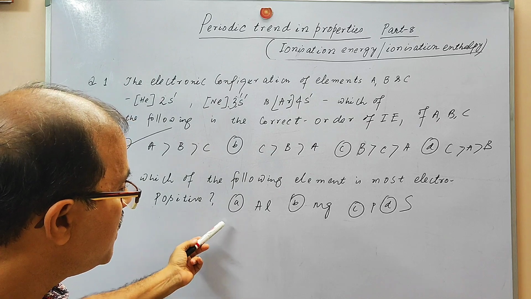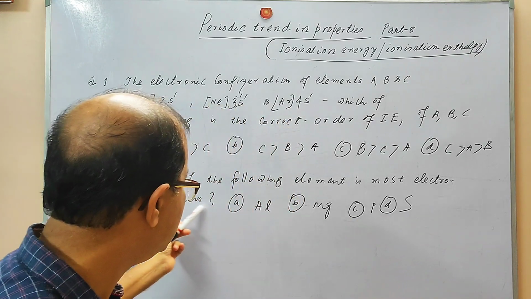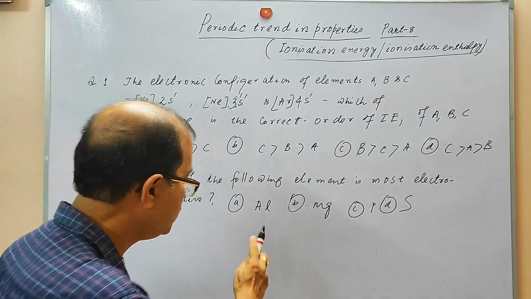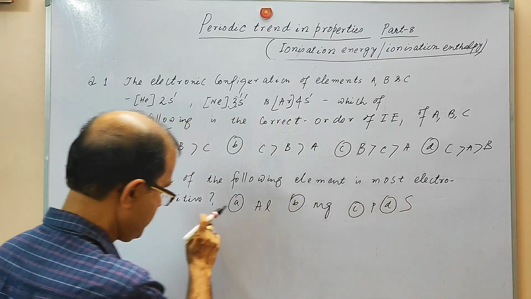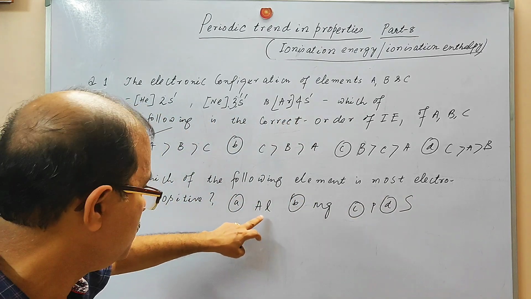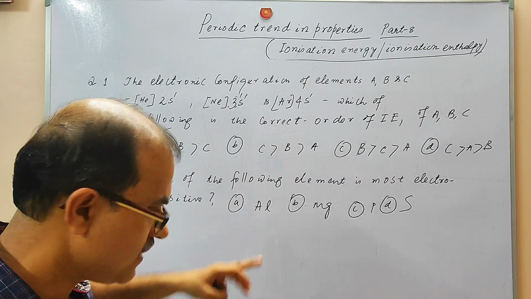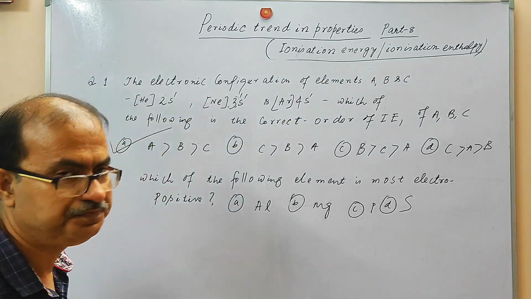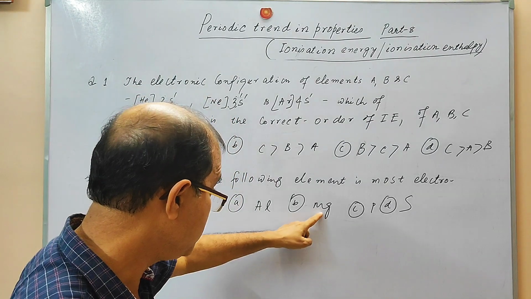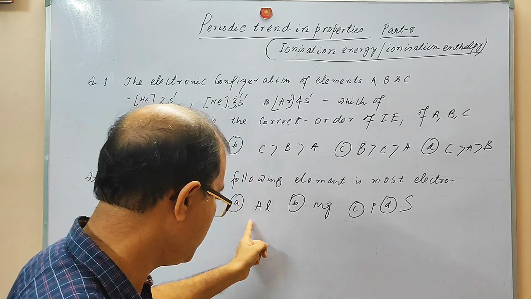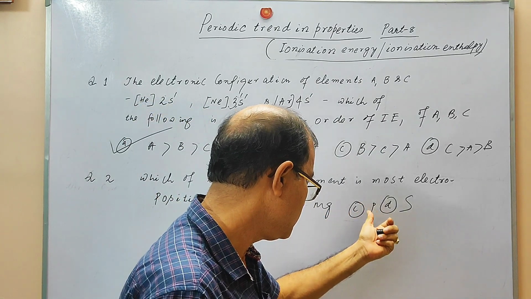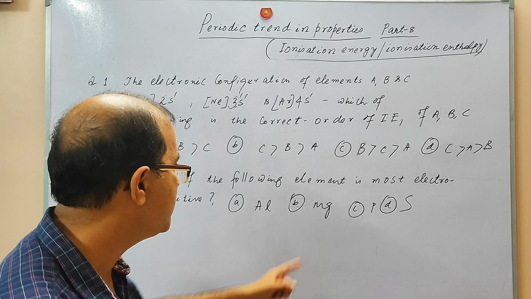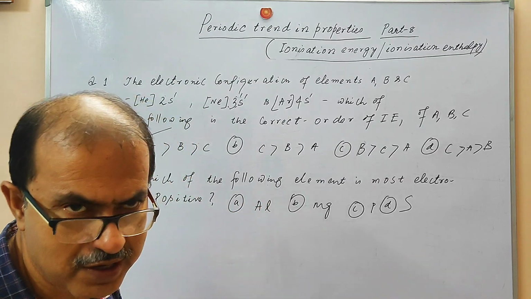So you have to see, this is a period 3 element. You can see this is the period 3 element, right? In this period 3, as we go across the period, the ionization enthalpy will increase. So magnesium will be the first one, then aluminium, then phosphorus, then sulfur, right? So accordingly, magnesium will be the most electropositive.